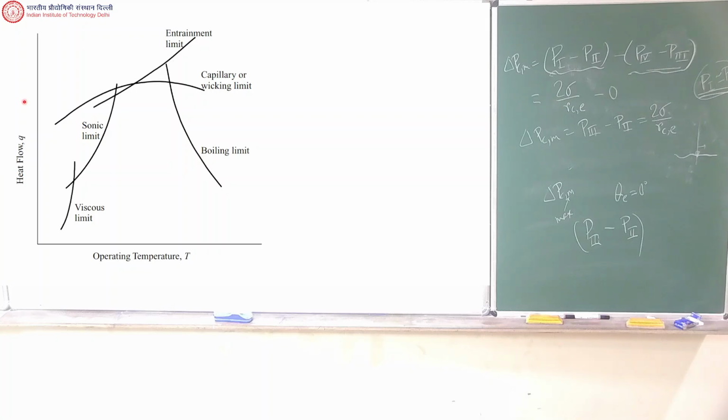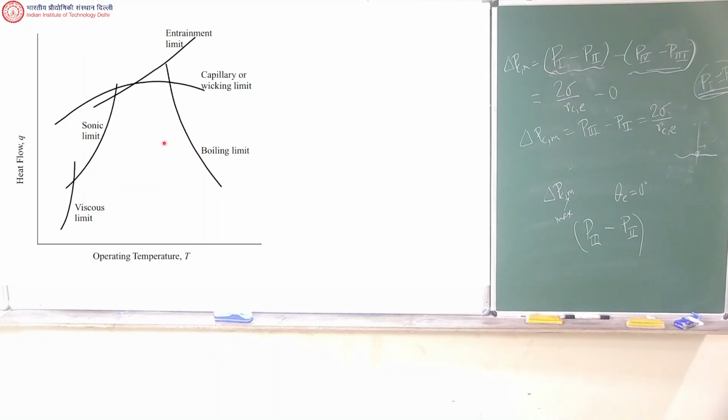We're plotting heat flow as a function of the operating temperature. Operating temperature means the heat pipe operates at some temperature. At some temperature there is liquid which is getting converted to vapor. Phase change is happening, right? So that sort of thing decides the operating temperature of the heat pipe.